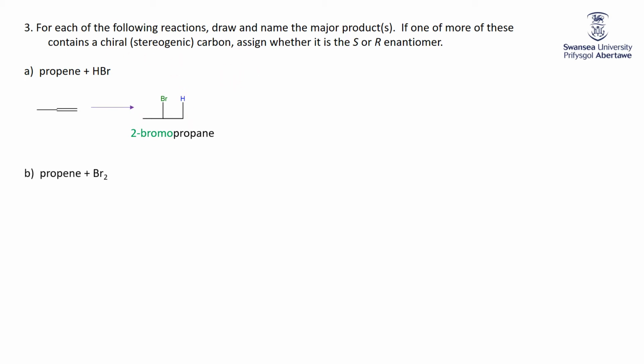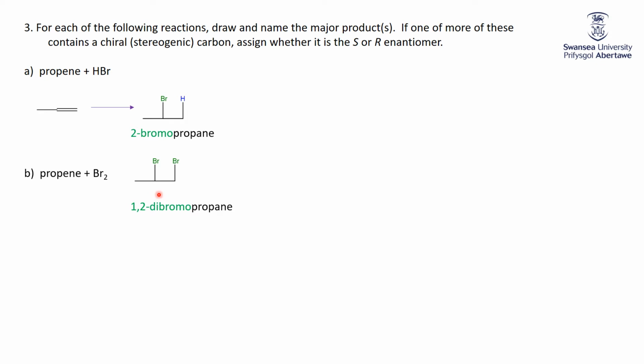Bromine plus Br2. Well, of course, what we're doing here is we're just going to add 2 bromines over the double bond. So bromine there, as you see, 1,2-dibromopropane. But if we look at this carbon here, carbon 2 has got a bromine, it's got a hydrogen that's not drawn, it's got a CH3, and it has a CH2Br. So 4 different things on carbon 2. It's a chiral carbon, a stereogenic carbon.